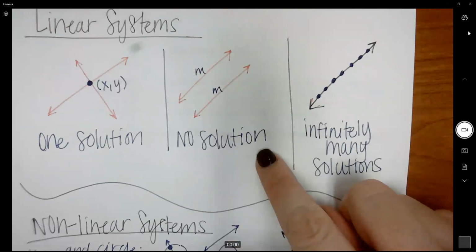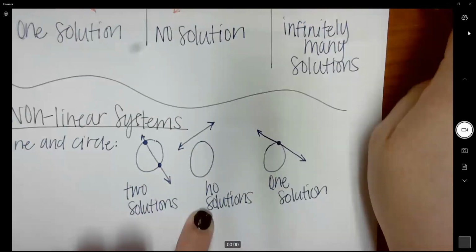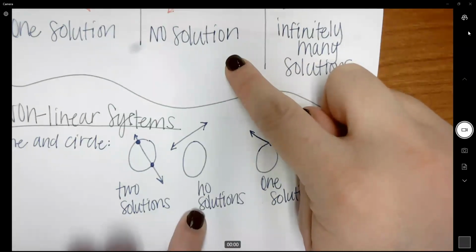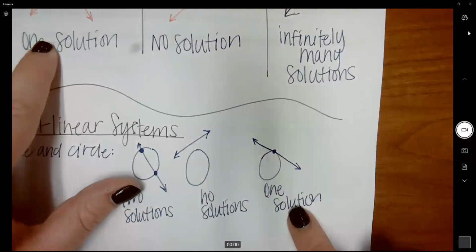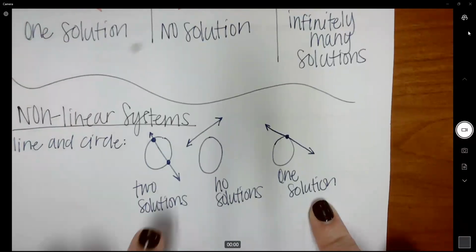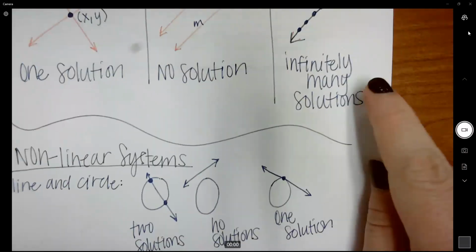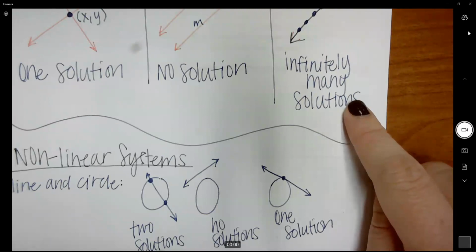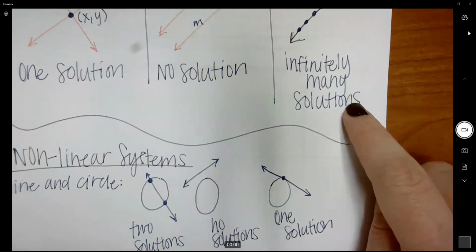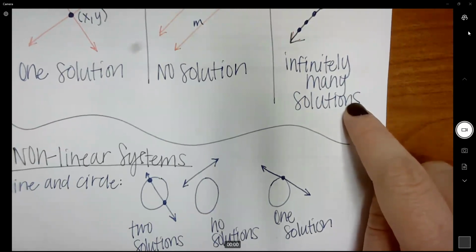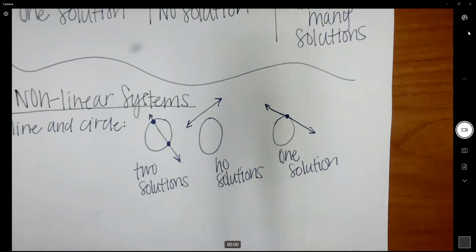So when I had linear, I could have no solution. When I had linear, I could have one solution. But now I have 2 solutions. Is there any way for a line and a circle to have infinitely many solutions? No, there is not a possible way for a line and a circle to interact and have infinitely many.